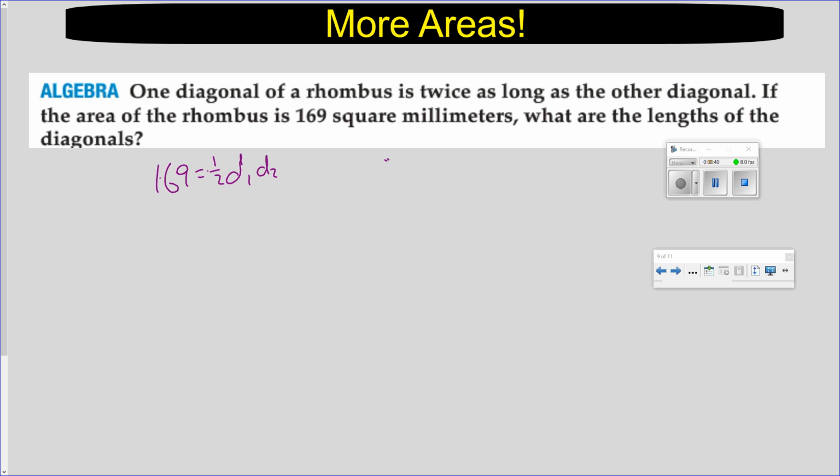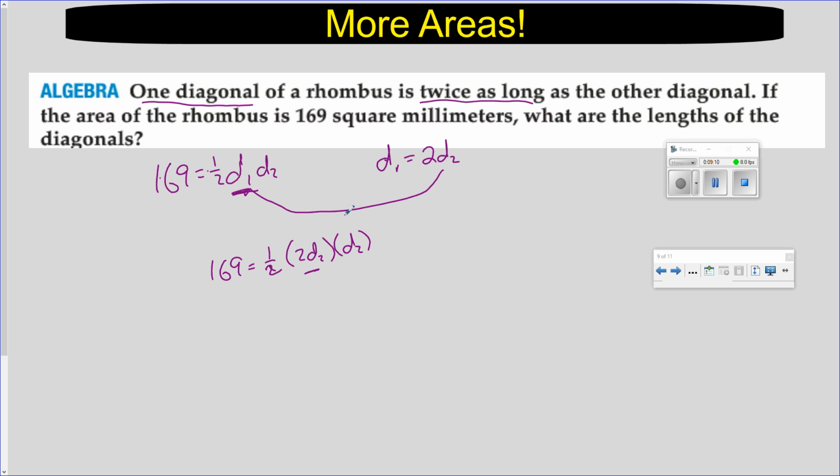to solve. So I need another piece of information, and what it says is that one of the diagonals, so I'll call that diagonal 1, is twice as long. So diagonal 1 is 2 times diagonal 2. That's all we got to do. This equation, I can plug this right there, and then I will have an equation with only one variable. Okay, so I just replace this diagonal 1 with this 2 times diagonal 2.